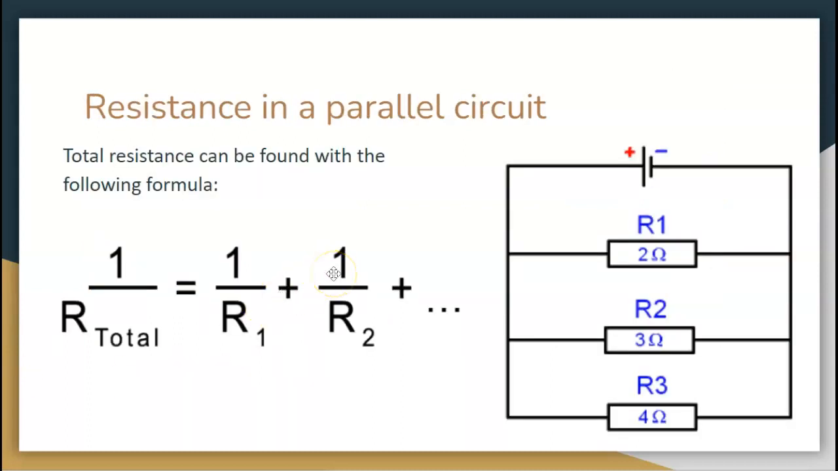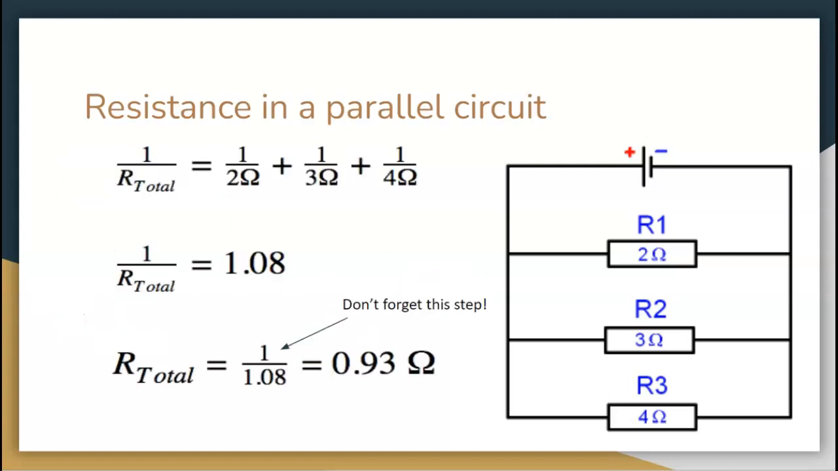We need total resistance for the parallel circuit, but total resistance in a parallel circuit is a little different. You see the formula for it here. 1 over total resistance equals 1 over the resistance of the first resistor plus 1 over the resistance of the second resistor, and so on for however many resistors you need. My gosh, what is happening? Let's look at an example, break it down.